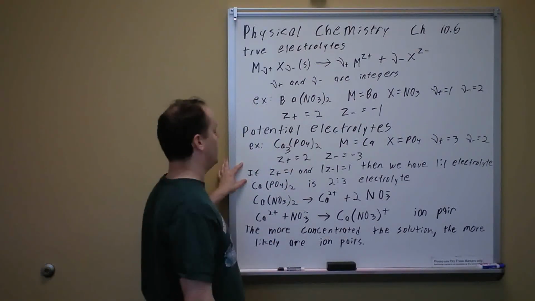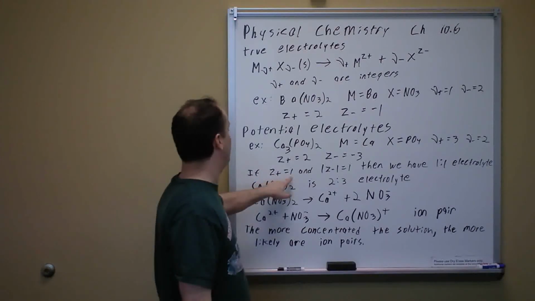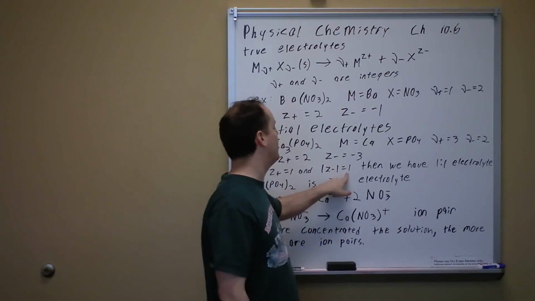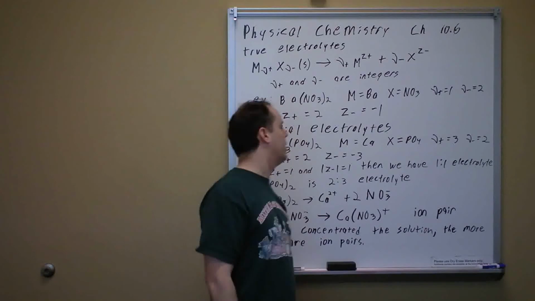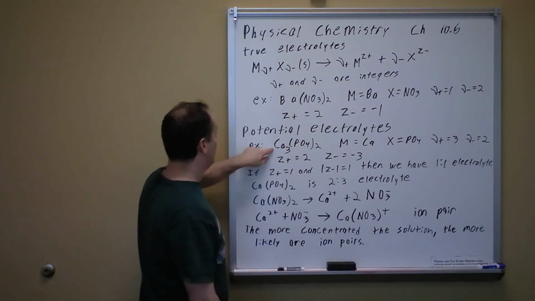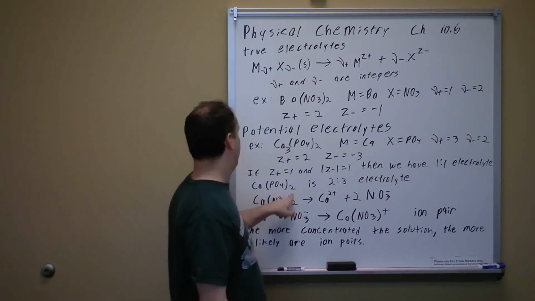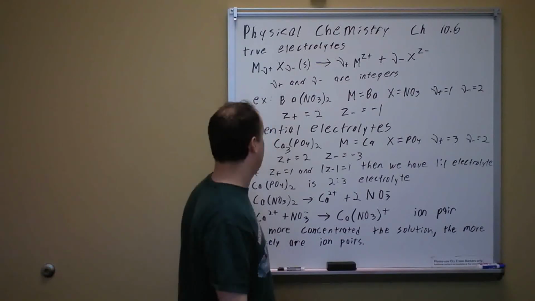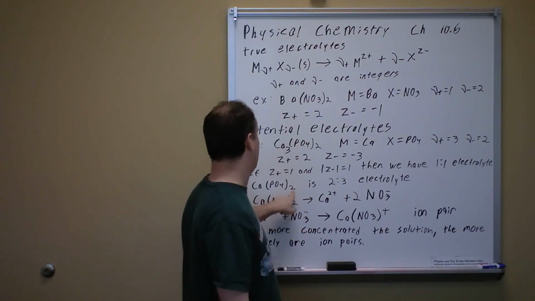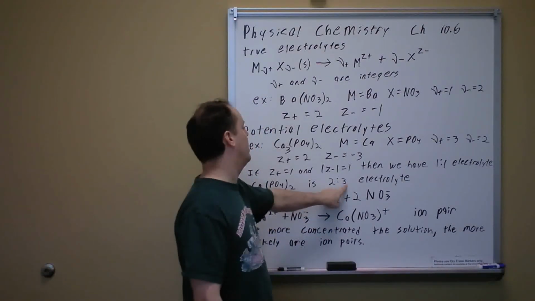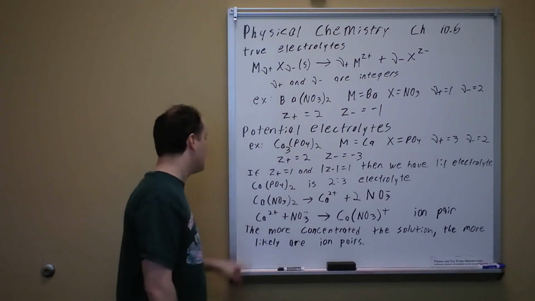Now if we have some substance so that Z plus is 1 and the absolute value of Z minus equals 1, then we call that a 1-to-1 electrolyte. Now in our example, calcium phosphate, we have 2 to 3. Notice that you have the 2 for the non-metal first and then the 3 for the metal second.